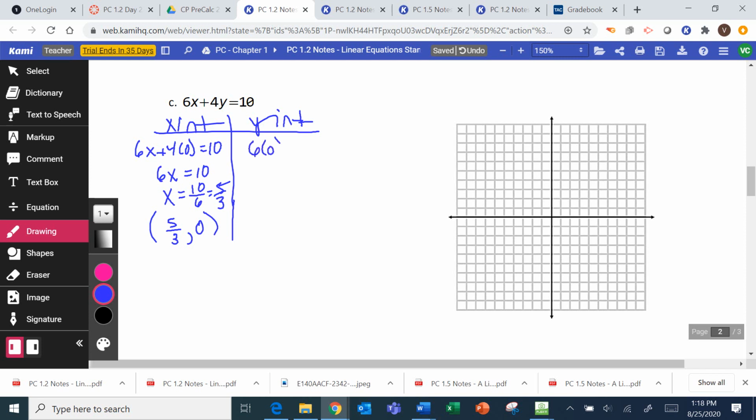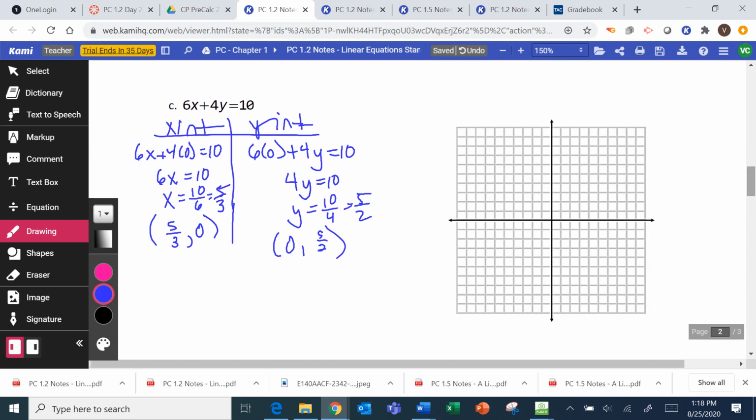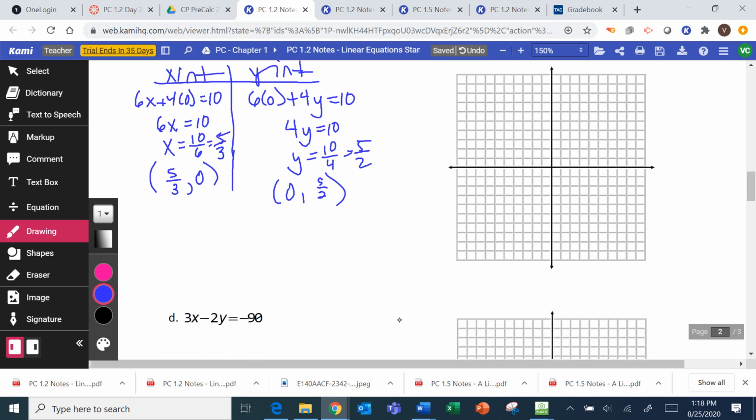Y-intercept, 6 times 0 plus 4y equals 10. So 4y is 10. Y is 10/4, which is 5/2. 0, 5/2. Same thing. Do not turn it into a decimal. Leave it as 5/2. And that's only because of the way that you need your answers to match mine. I'm not going to do any extra work. I'm going to leave it as 5/2. I'm not going to change it to a decimal. It's too hard to type in a mixed number answer.